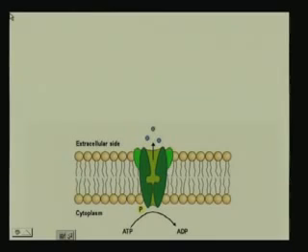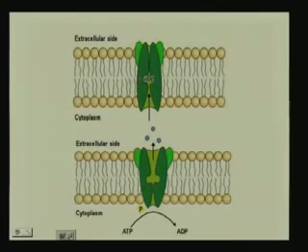Now, we have the extracellular side. What do we mean by the extracellular side? It is the outside. And we have the cytoplasm. What is the cytoplasm? It is the cell matrix inside the cell. Now, what is going to happen is, okay, this is the second picture. Anyway, what we have here is the cytoplasm and the extracellular side.